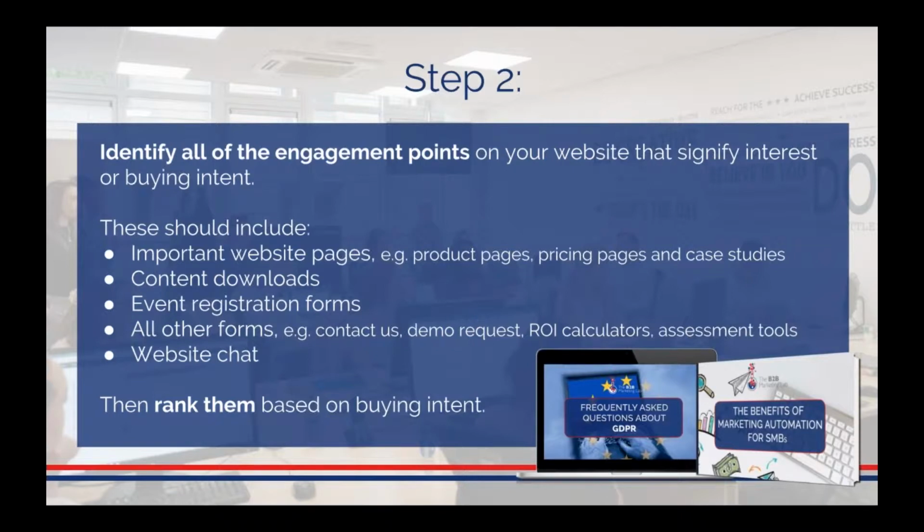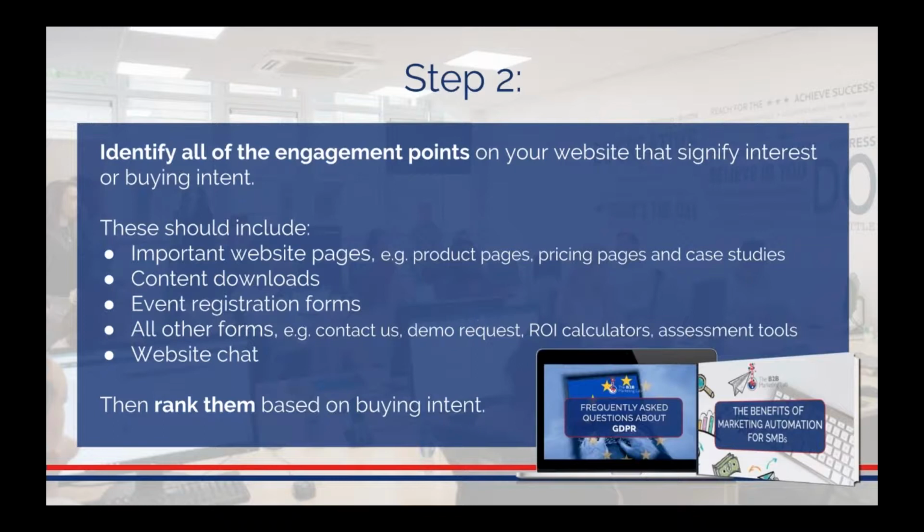Content downloads are also important, but this is where you can start to think about how these would be tiered. A content download might not necessarily indicate buying intent. If they've just downloaded a top tips ebook, then they may not be interested in buying from you just yet, but they have shown some kind of interest in the service that you provide simply by downloading that ebook. So that's an indication for how many points you might want to start attributing.